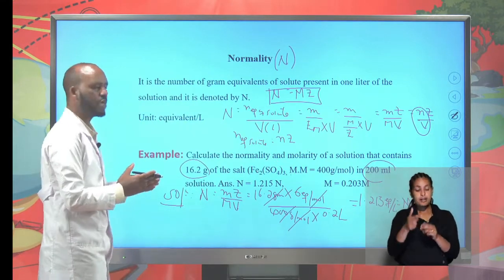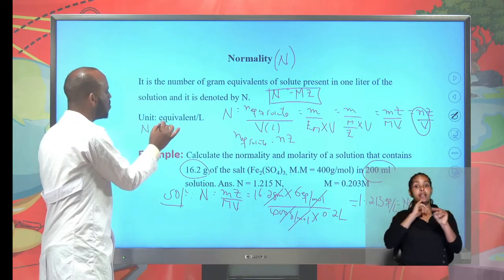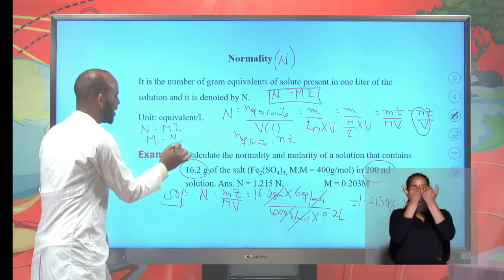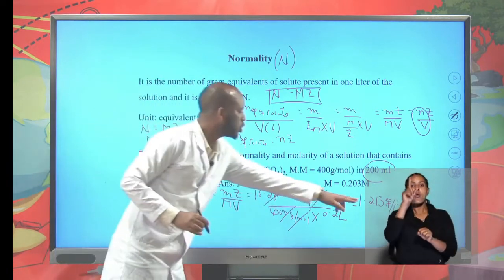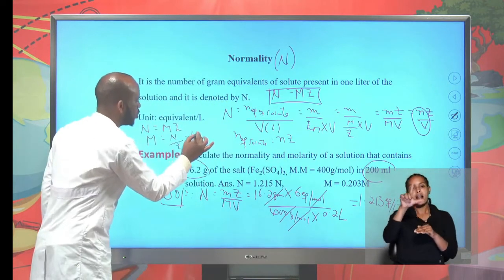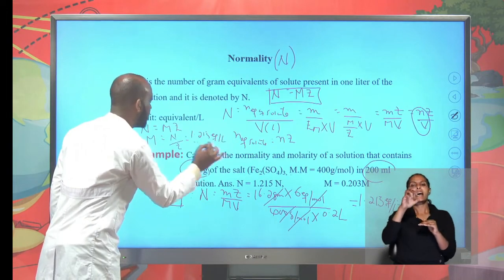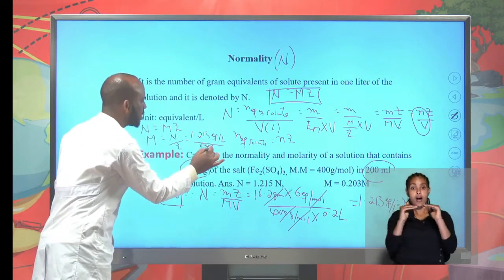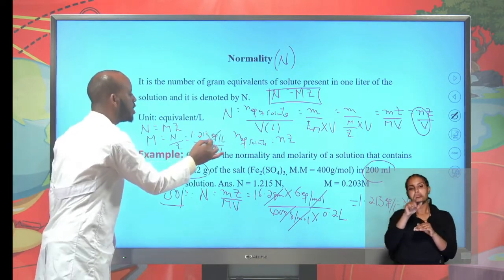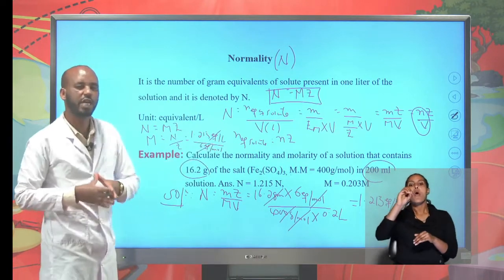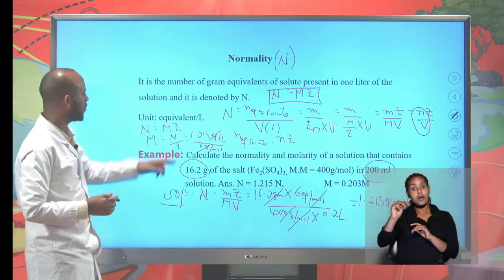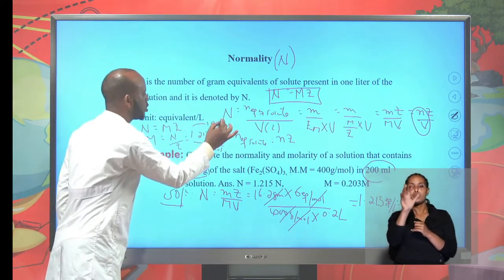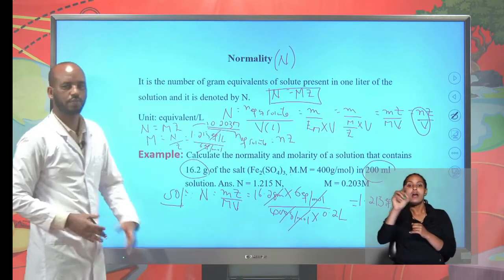What is the molarity of this solution? As we said, the relation between normality and molarity is: normality equals molarity times Z. From this, molarity of the solution equals normality divided by Z. Normality of the solution is 1.215 equivalent per liter, divided by Z, the total positive valence, which is 6 equivalent per mole. Equivalent will be cancelled by equivalent. We are left with mole per liter, which is the unit of molarity, molar. Therefore, 1.215 divided by 6 is 0.203 molar. 0.203 molar is the molarity of this solution.